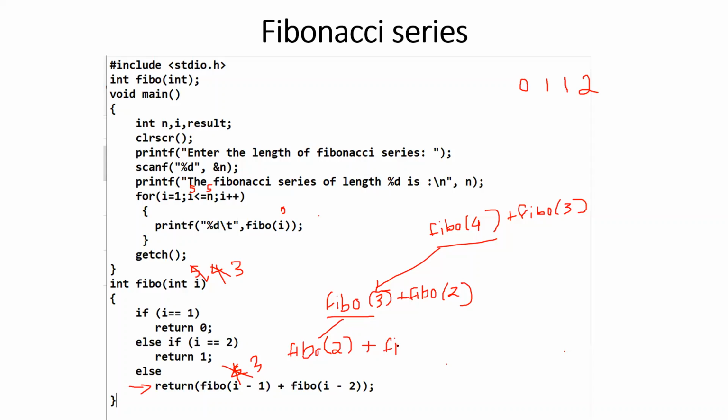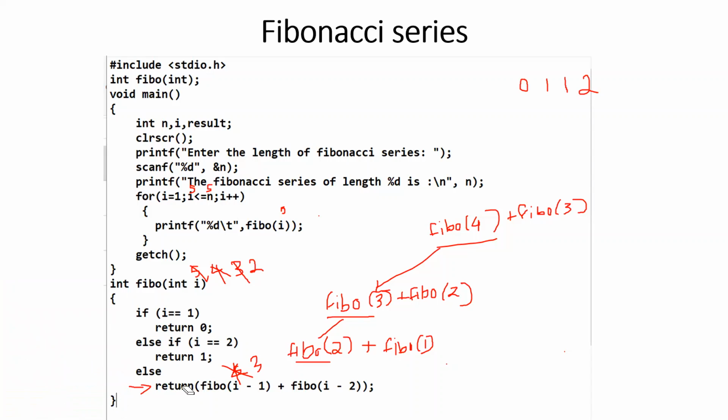That is Fibo of 2 plus Fibo of 1, right? So this value will be Fibo of 3. If you want to get it, you should substitute the value of Fibo of 2 plus Fibo of 1. Understood? Now again this Fibo of 2 we will call. Now instead of 3, the value of I is 2. So it will come and check: I is equal to 1? No. I equal to 2? Yes. It is returning what? It is returning 1. Understood?